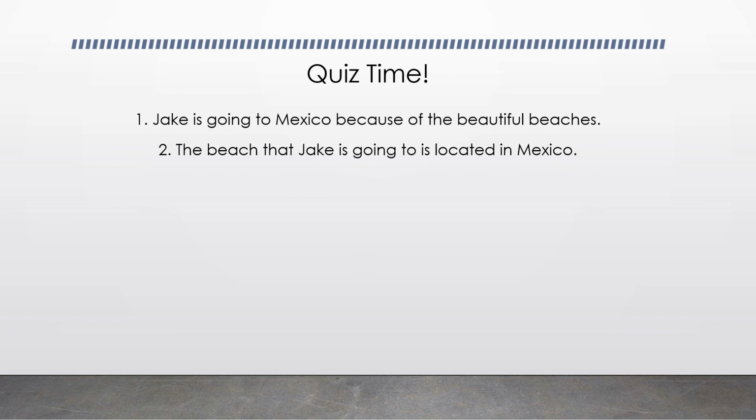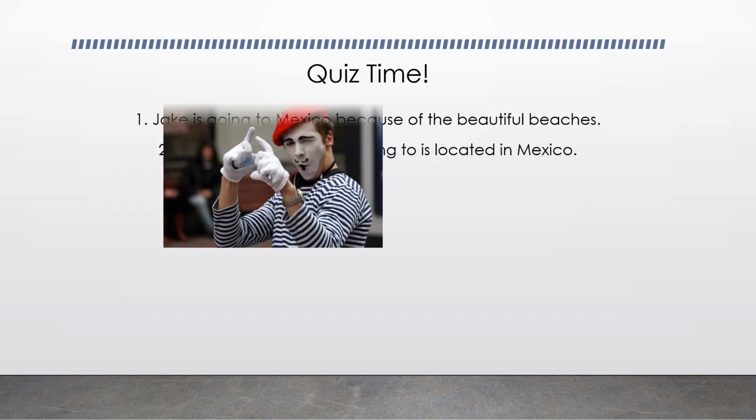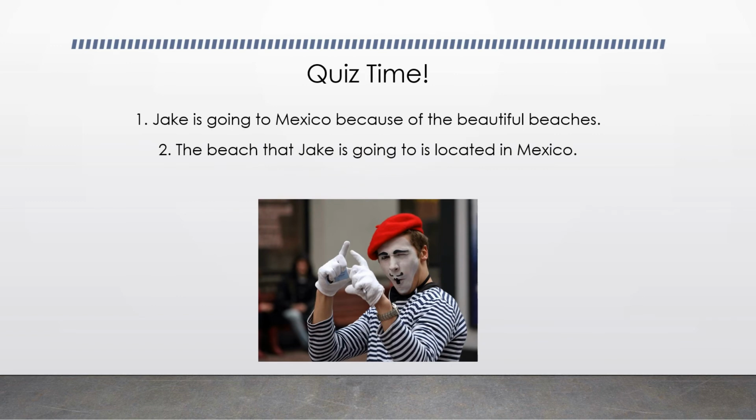Jake is going to Mexico because of the beautiful beaches. The beach that Jake is going to is located in Mexico. Which sentence do you think contains an adverb clause? 1 or 2? Oops, or none. None of those sentences contain an adverb clause. If you thought sentence number 1 has an adverb clause, that is incorrect. Just because it has subordinator because, look what comes after because. You have a phrase, a prepositional phrase of the beautiful beaches. It does not have a subject and a verb. It does not have a clause. Sentence number 1 is just a simple sentence.